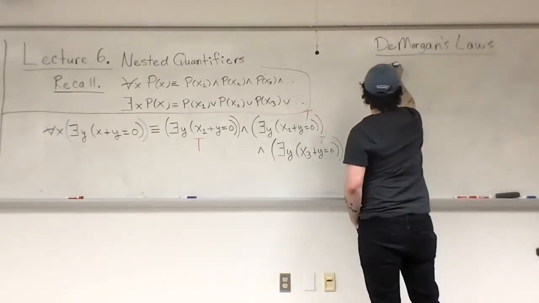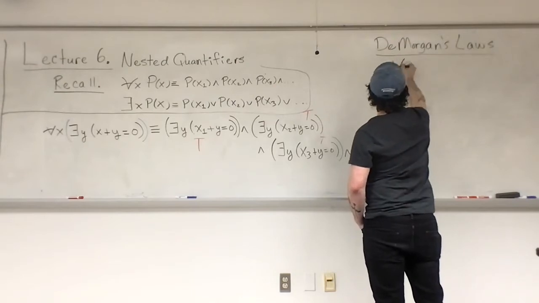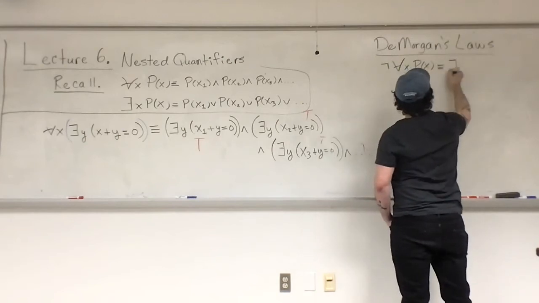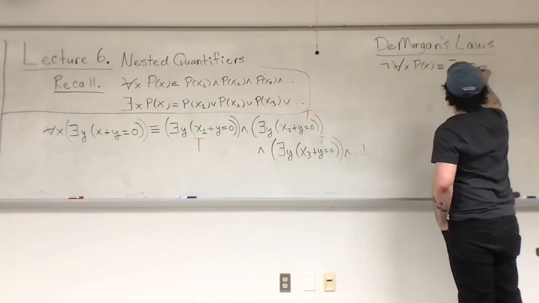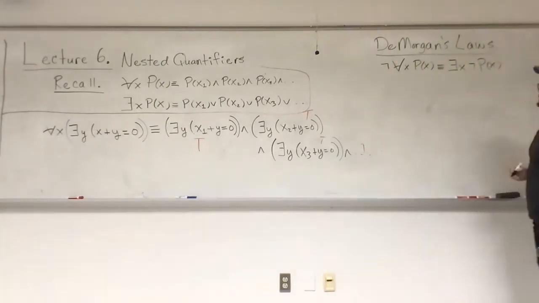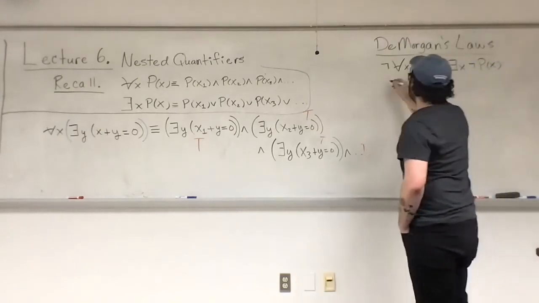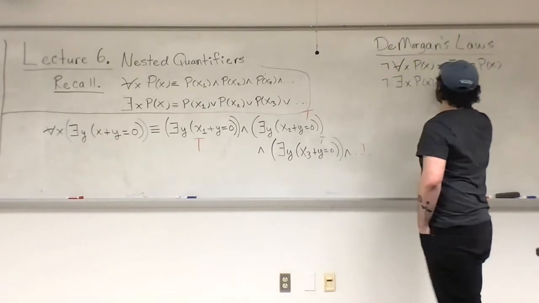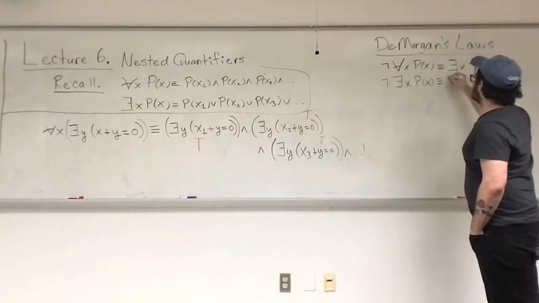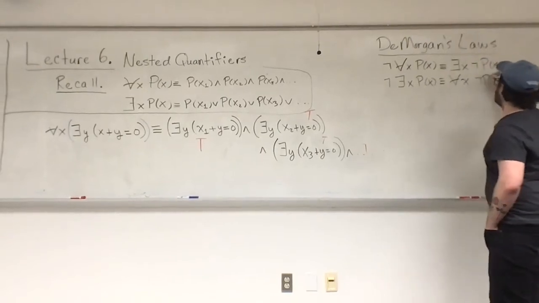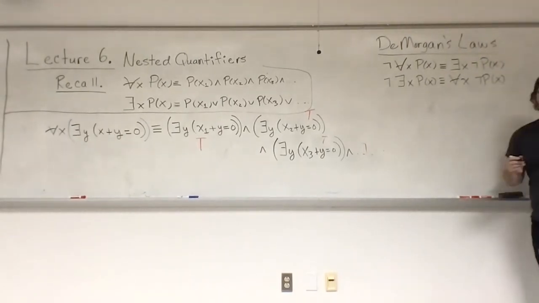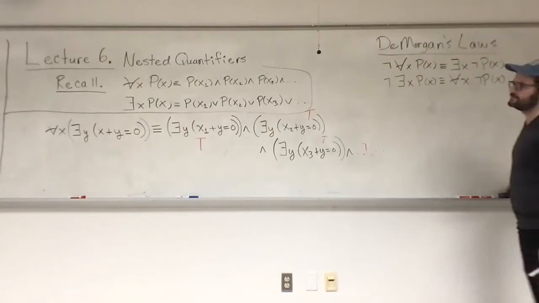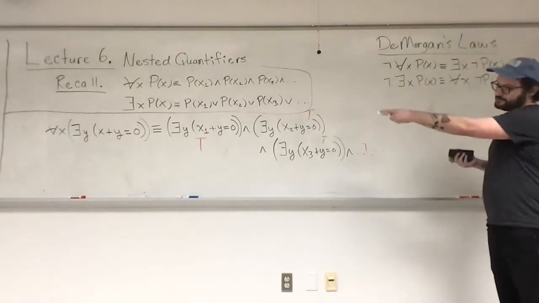The negation of the universal is logically equivalent to the existential of the negation. And the negation of the existential is logically equivalent to the universal of the negation. Okay, that's from last time. Now, let's see if we can figure out what the negation of this statement is.